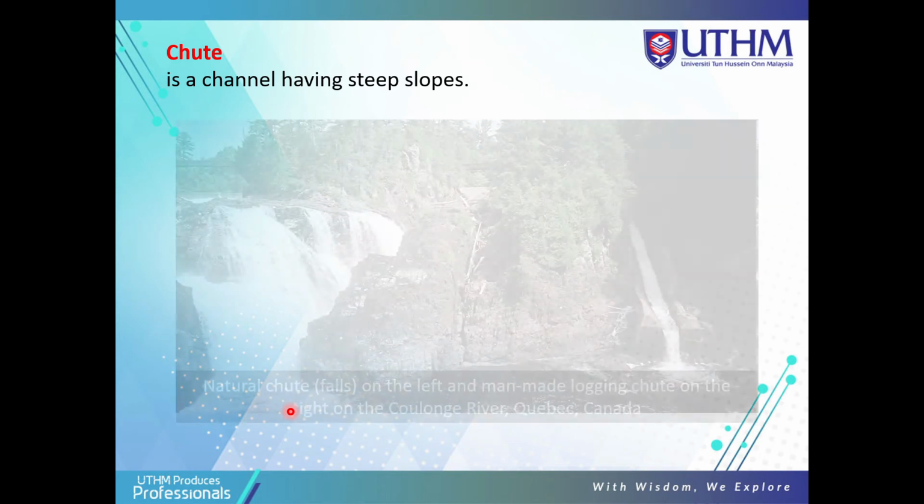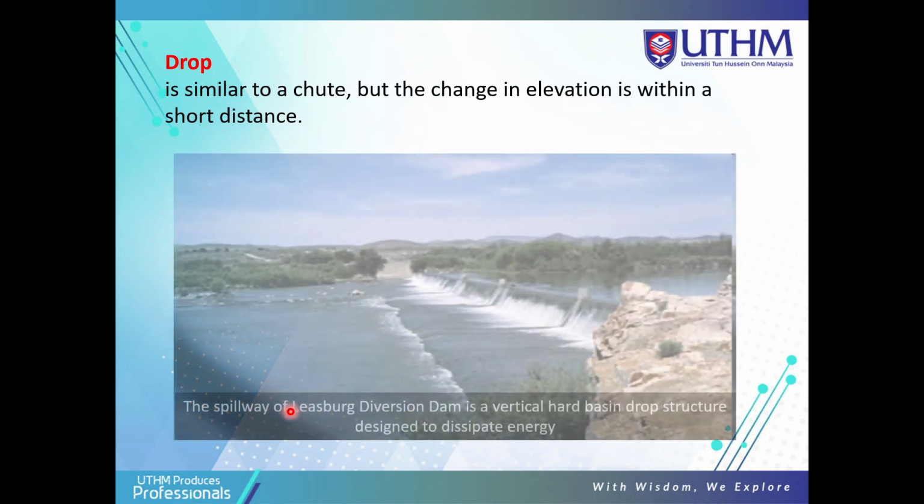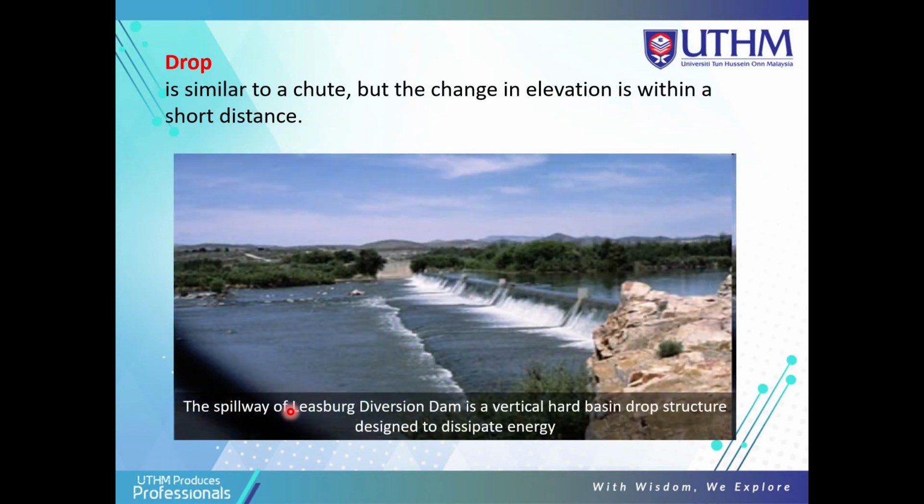Here is a channel having steep slopes. Natural chute falls on the left and man-made chute on the right in Quebec. This is a waterfall in Quebec. Drop is similar to chute, but the change in elevation is within a short distance. This is the dam that has the drop here. The basin drop structure is designed to dissipate energy. So this is called drop.